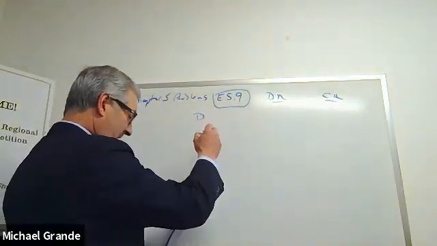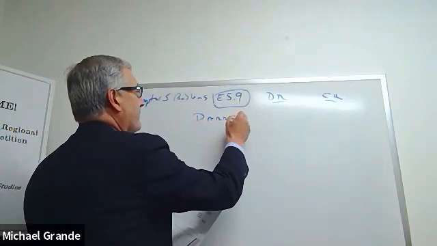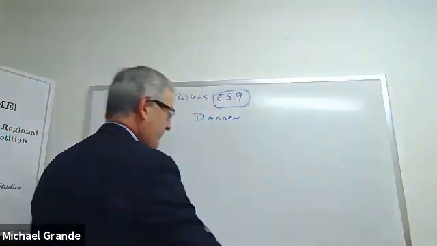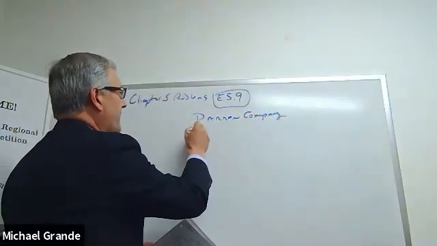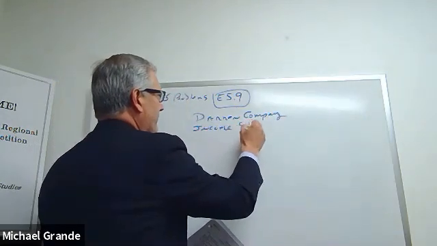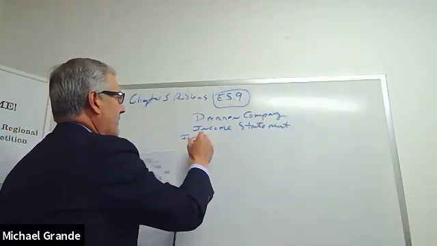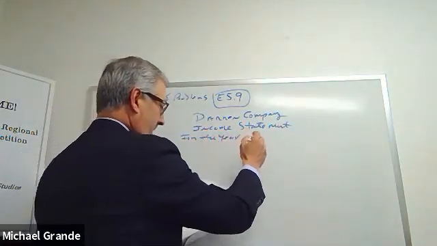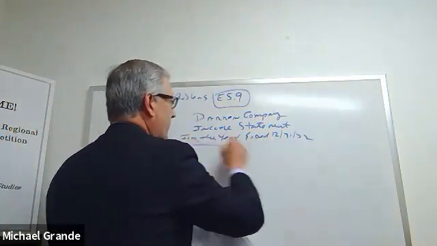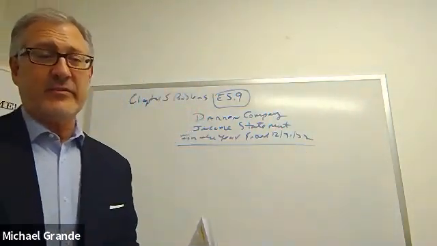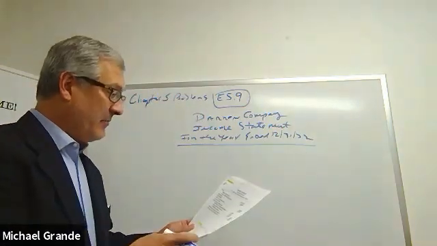This is for Darren Company. There's debits and credits here, right? Darren Company. This is an income statement. This is the title, right? For the year ended 12/31/22. Remember, the title tells the reader of the financial statement the name of the company, which financial statement they're looking at, and lastly, what the time period here is.